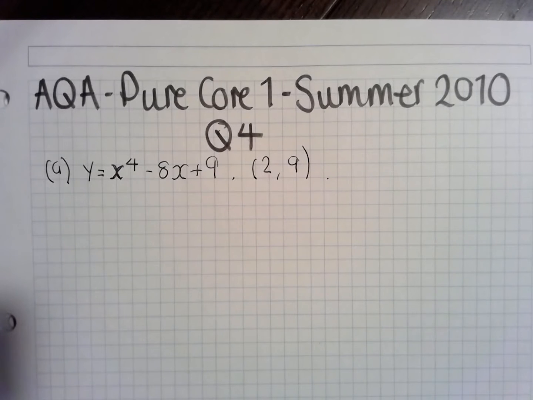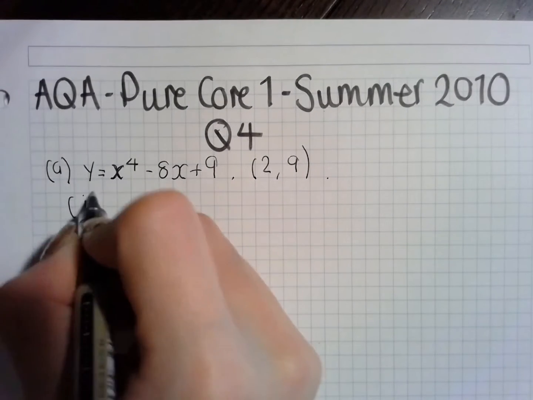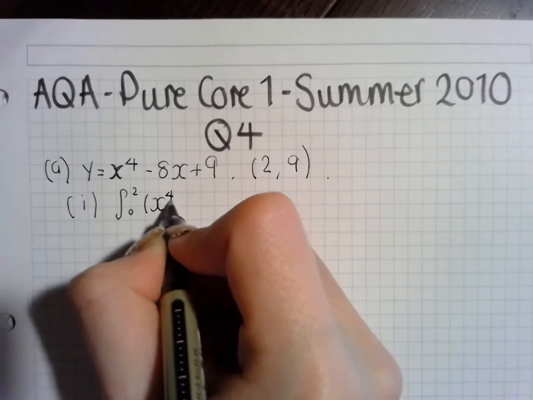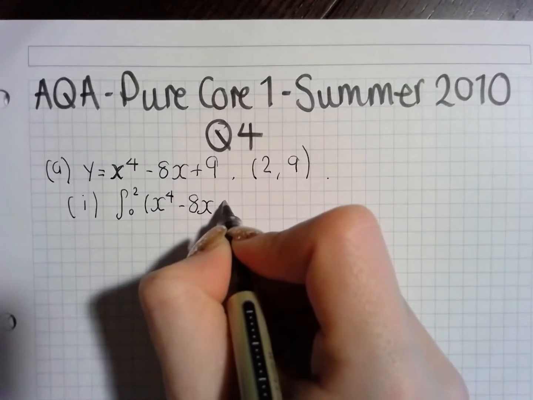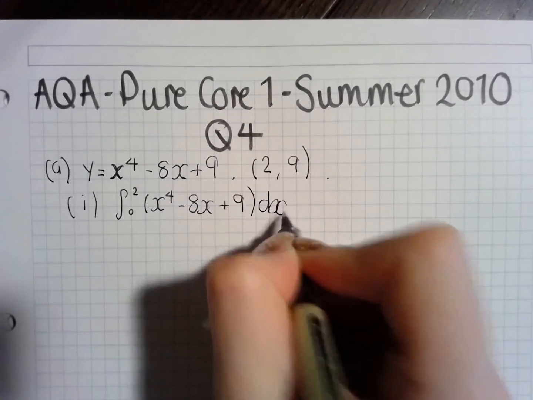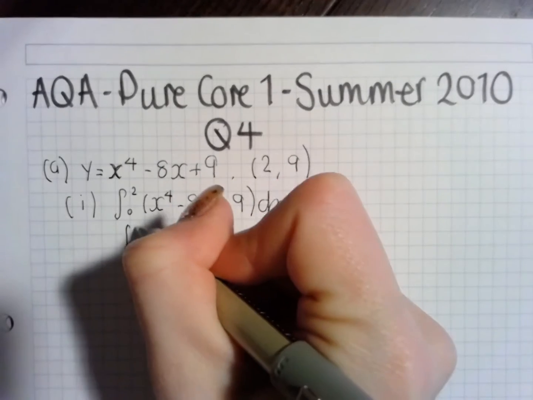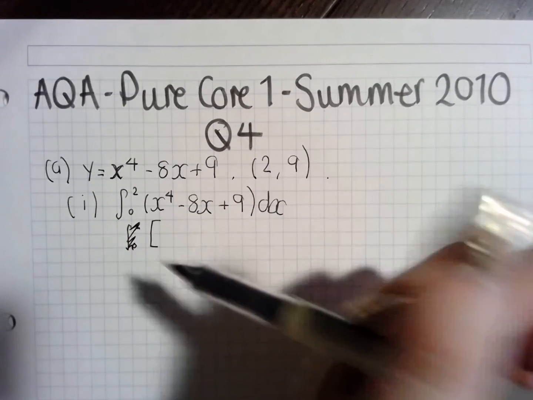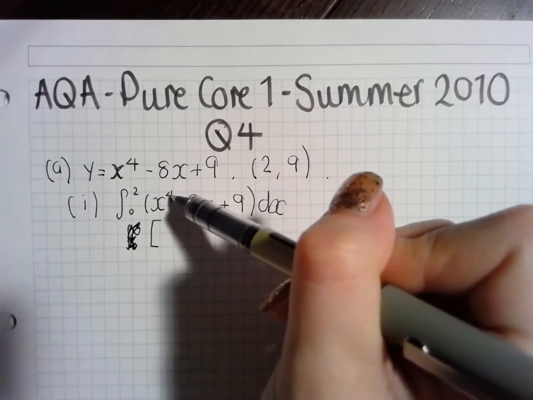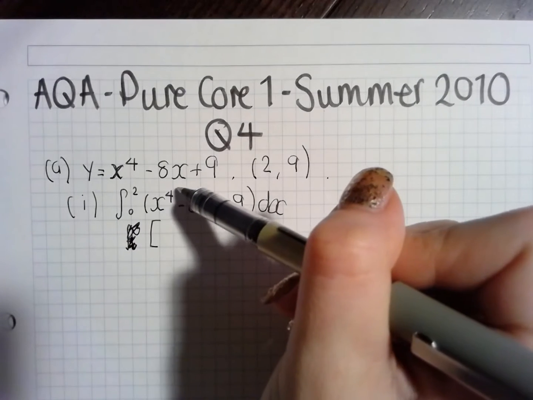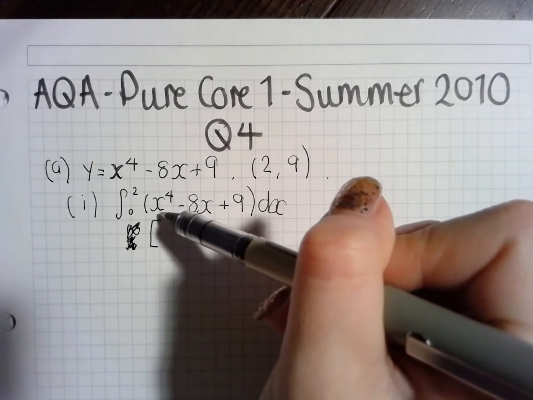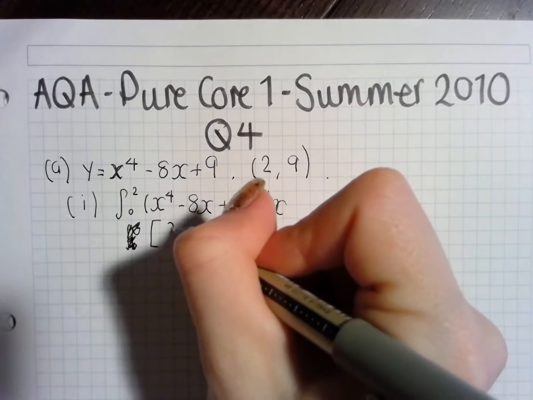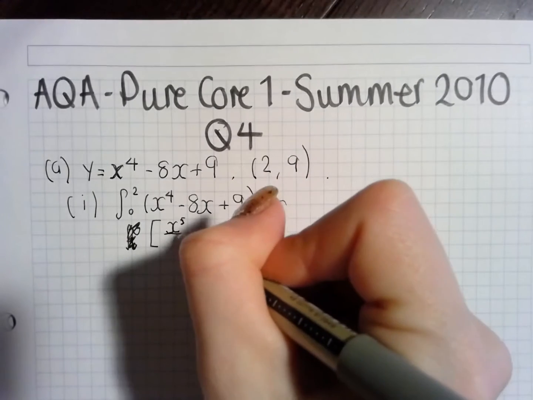First it asks you to find this, so basically integrate. To integrate, you add 1 to the power and then divide by what you added. So adding 1 to 4 is 5, so we go x to the 5 and then divide by 5.